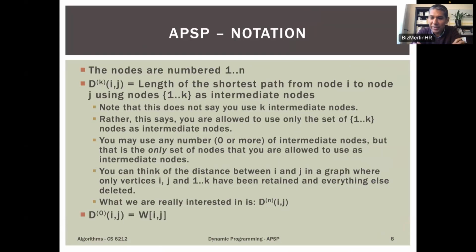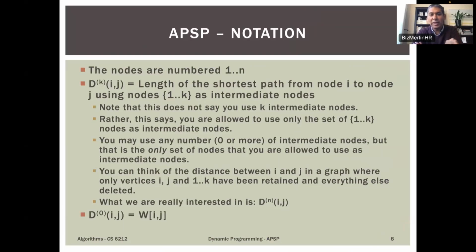Now let's make sure we understand. This notation does not say that d^k_ij uses k intermediate nodes. Rather, it just says that you can use any number of nodes, 0 or more, as long as the intermediate nodes are only coming from that set of possible intermediate nodes. So the superscript k represents a list, which represents the universe of the nodes that you're allowed, not forced, allowed to use as your intermediate nodes.